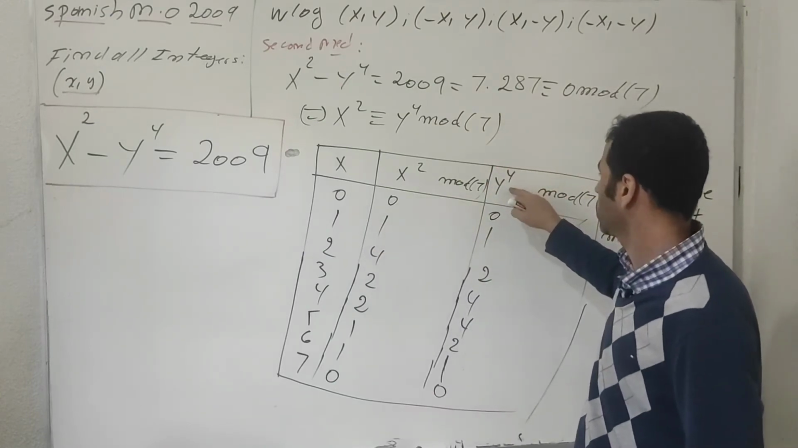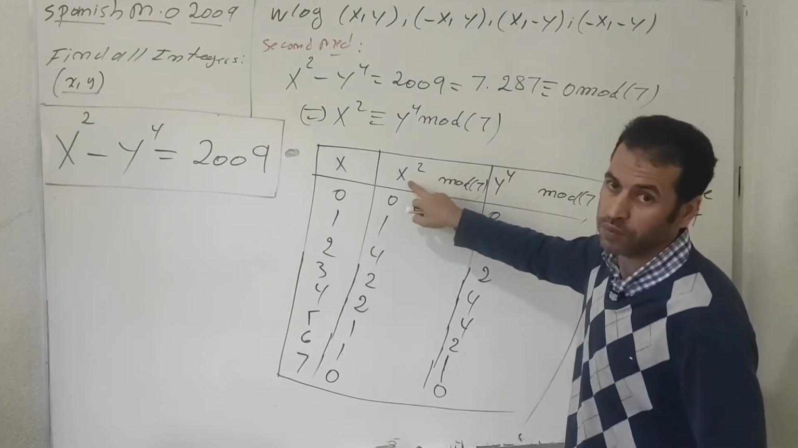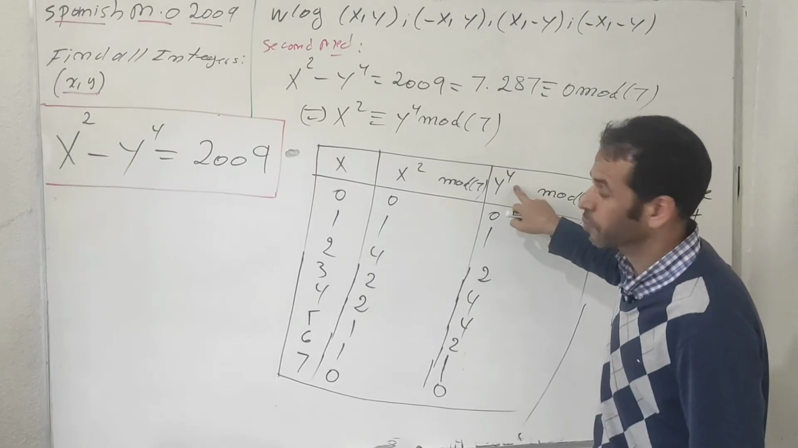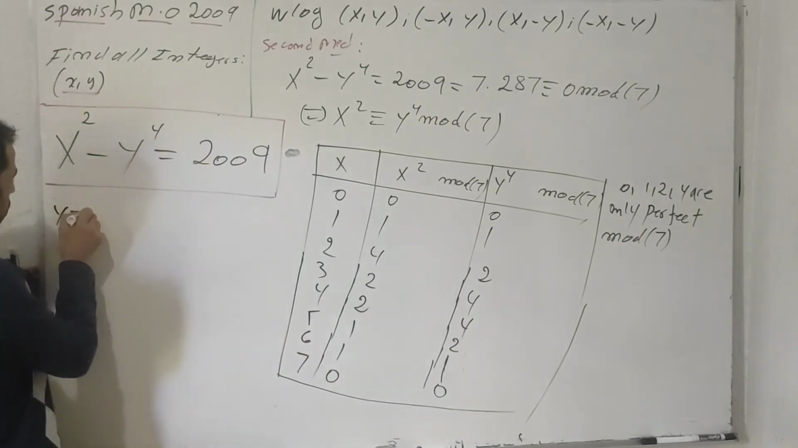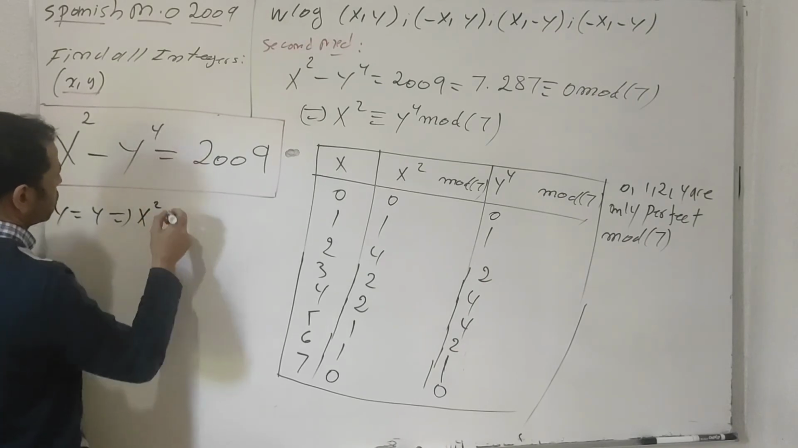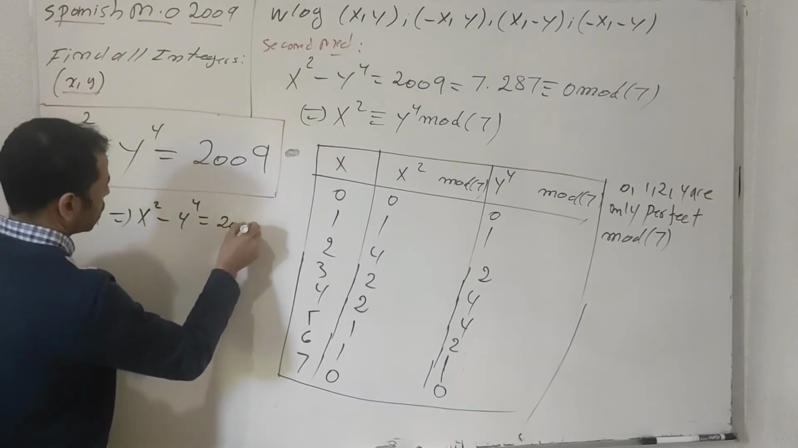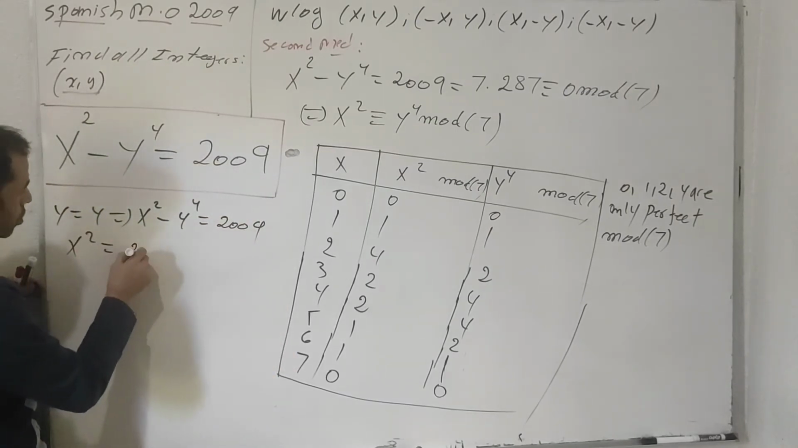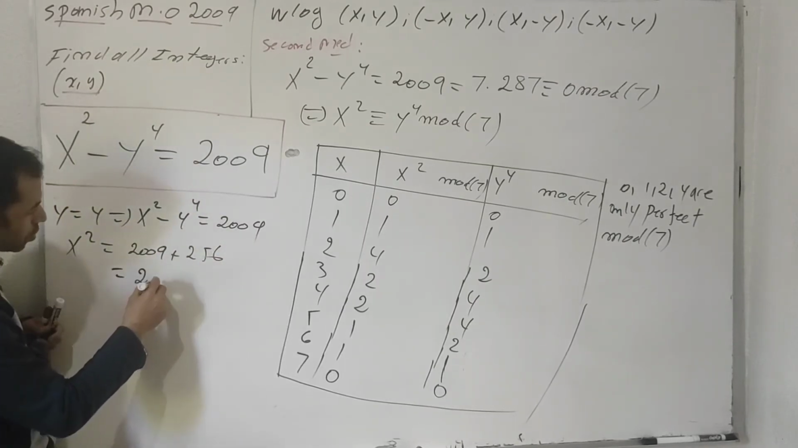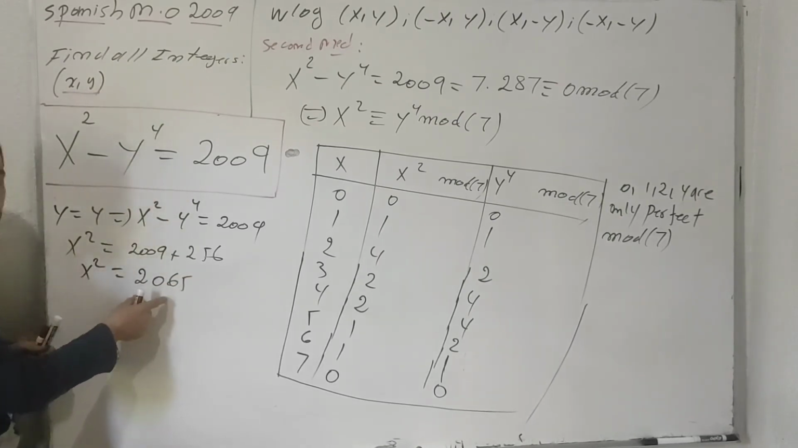It doesn't mean x squared can be divisible by 16, because this one is bigger than this one. If 16 divides this one, it doesn't mean 16 divides that one. But if 16 divides x squared, then arithmetically it is going to divide y to the fourth. Checking y equals 4 gives us x squared minus 4 to the fourth equals 2009, so x squared equals 2009 plus 256, which gives us 2065. But this is not a perfect square.